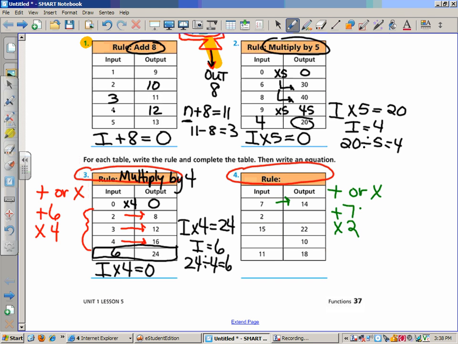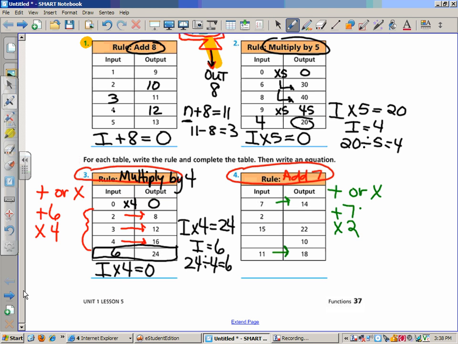Let's just double check with the next one. I have 11 to get to 18. 11 plus 7 is 18, and 11 times 2 is 22. So it must be add 7, right? So I'm going to solve it now.